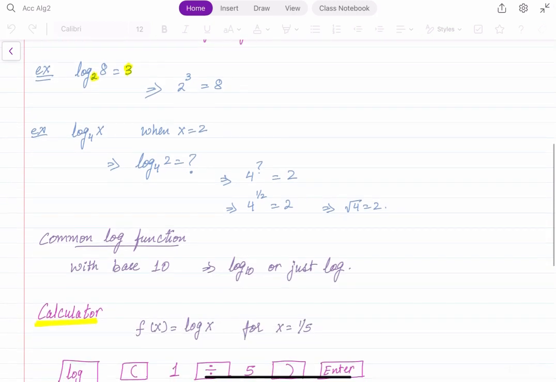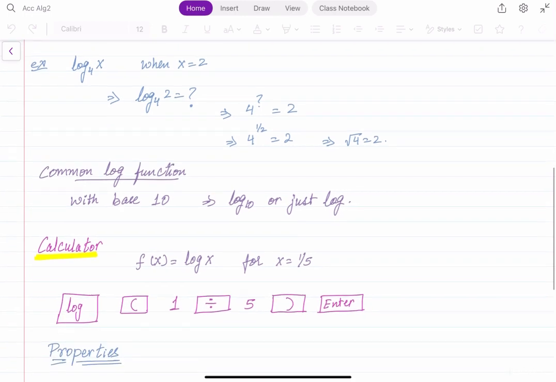So the basic functions remain the same as a to the power of x. In this case, we have log base 2 of 8 is equal to 3. So logs are nothing but writing the exponential function in a different way. So 2 to the power of 3 is equal to 8. The same as 4 to the power of what will be 2? So 4 to the power of 1 half. 1 half is nothing but the radical of 4, which will be 2.